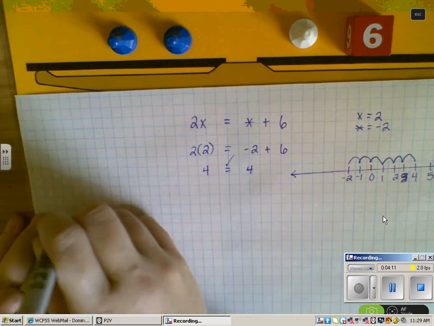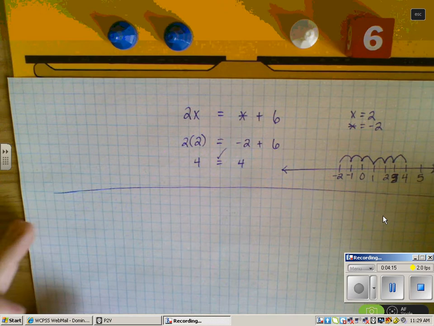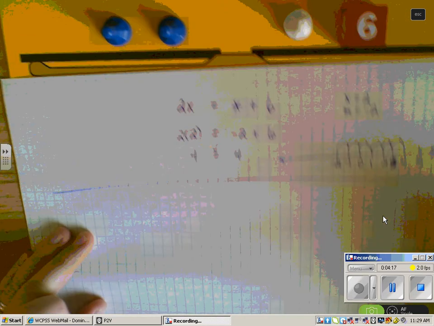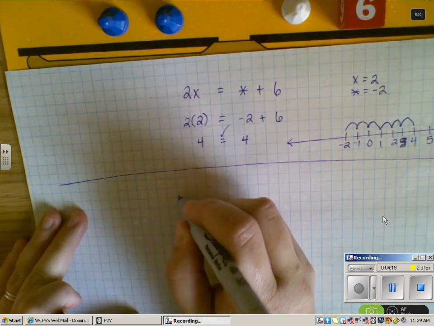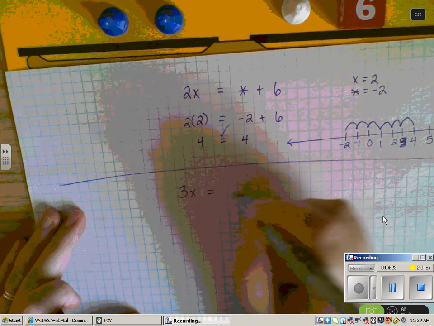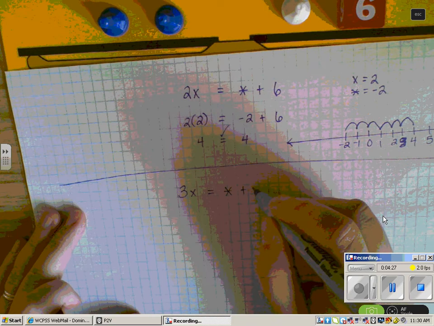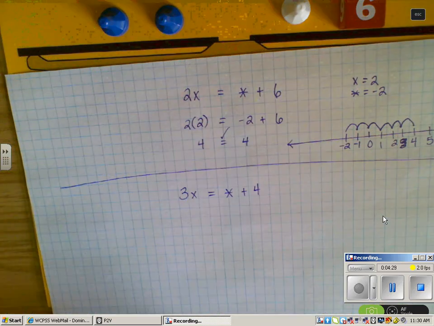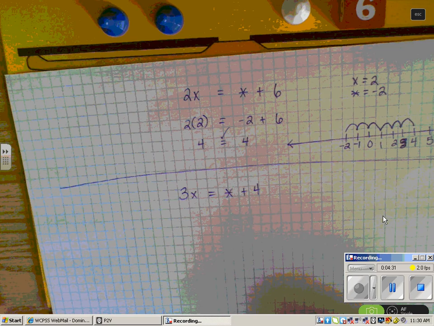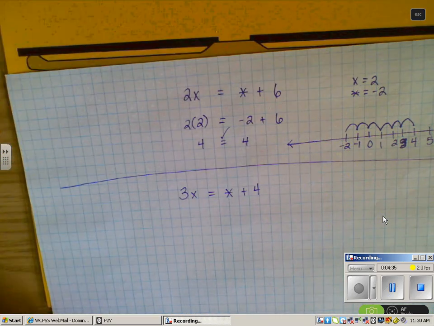So now you try solving your own equation when you have to add a 0 to one side of the balance in order to solve. So try 3x equals star plus 4. Take a moment, build that on your scale, and solve it by using your new legal move of adding a 0 to one side of your balance.